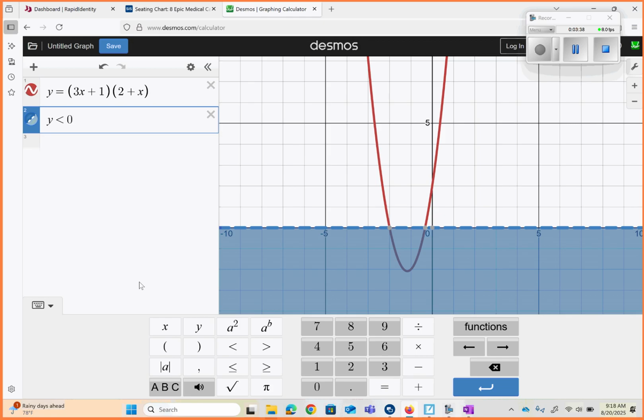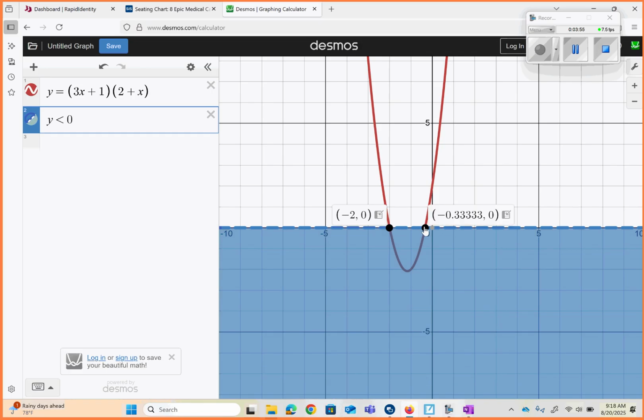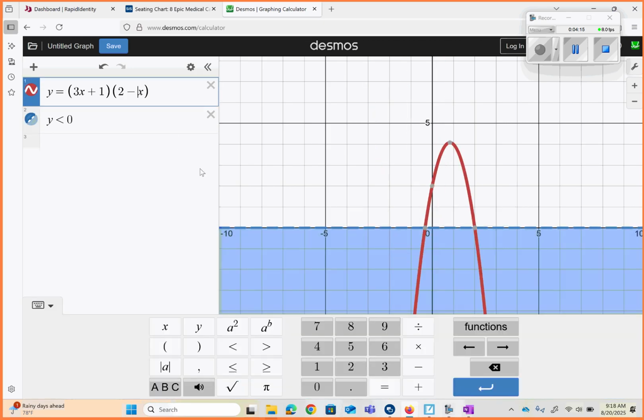So I need to figure out those 2 dots here and here. So I just take Desmos, click on them, and it looks like it happens at -2, and it also happens at -1/3. Yeah. Was it 2 minus x? I think you're right. We can change that now. Okay. Is that more what you're saying?